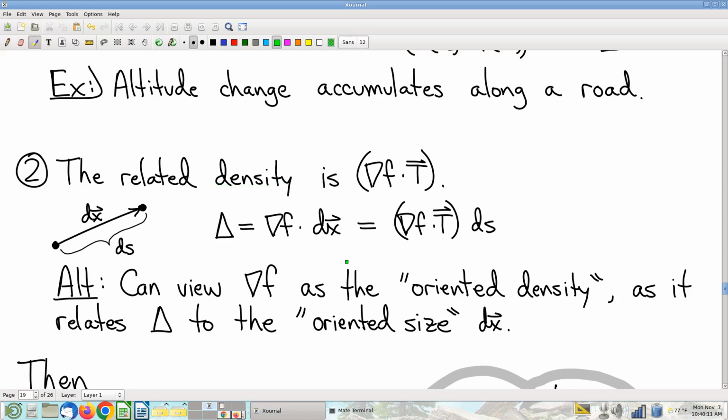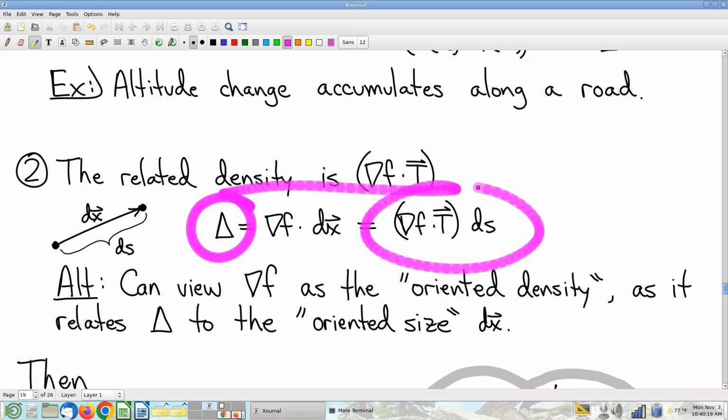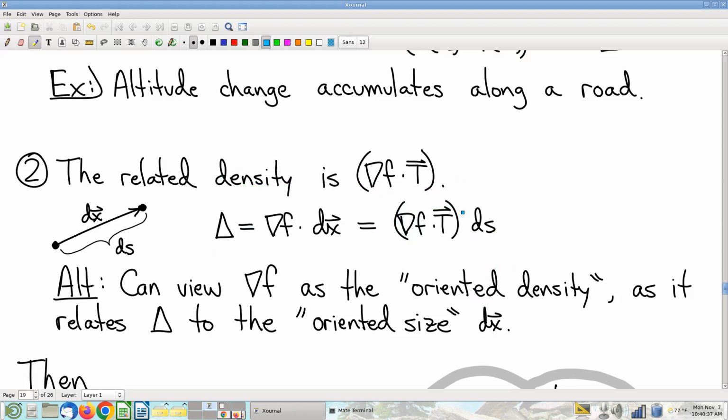Okay, so let me talk about this oriented density business. This is weird. So let's look first at this formula, and we call this the density because it's what relates input change to output change. And specifically, I think of this as being a measure of size that's scalar. It's how long is that piece of curve.